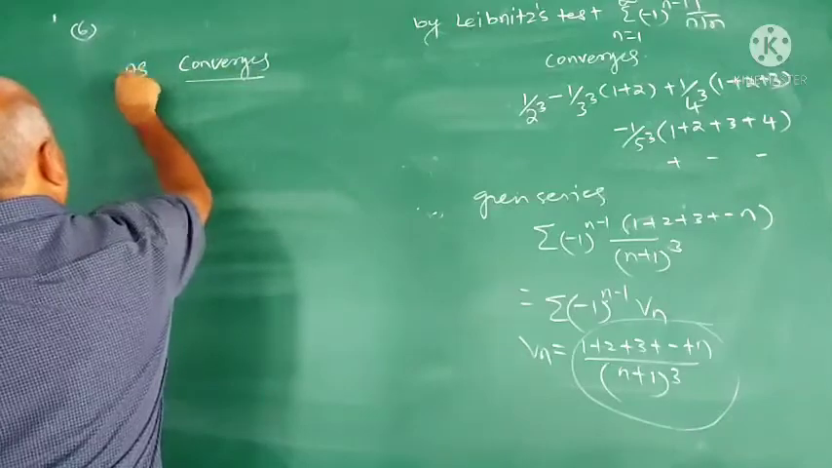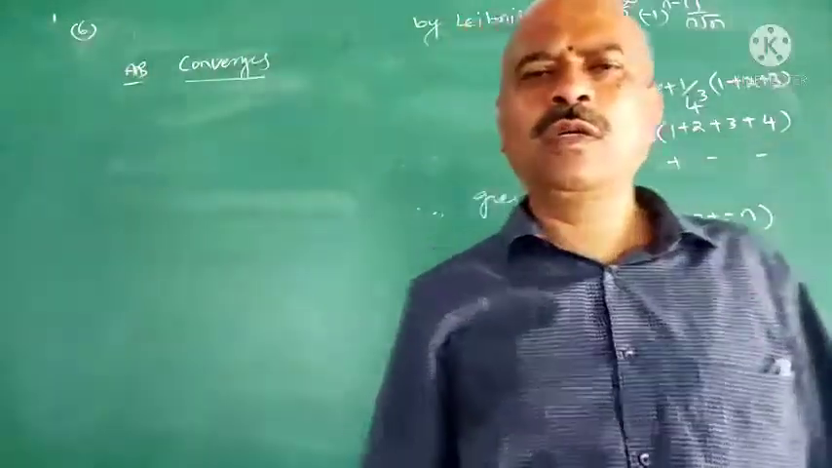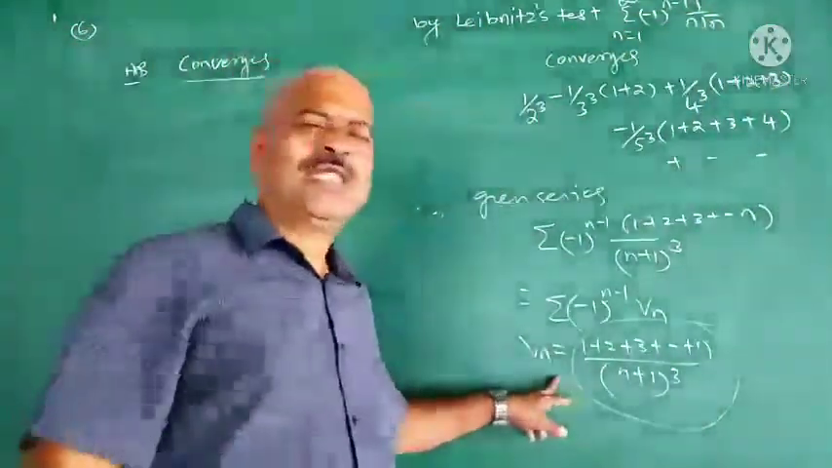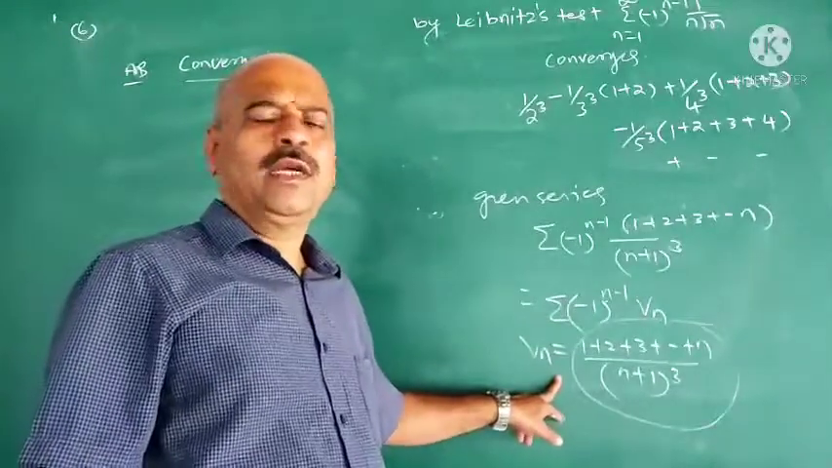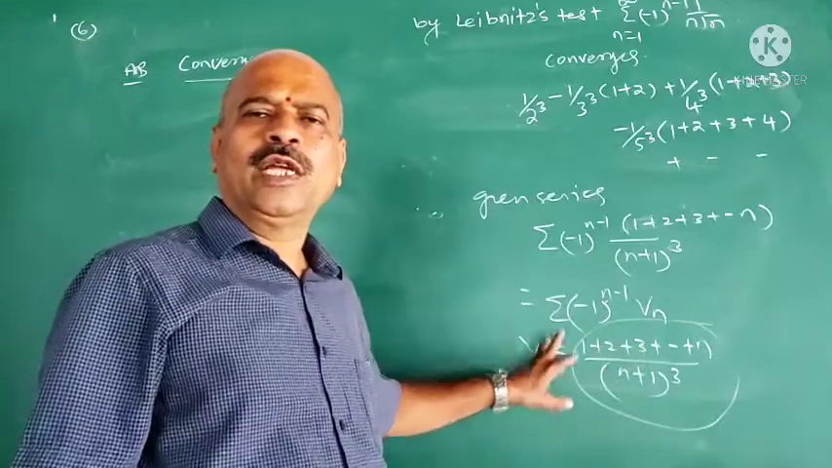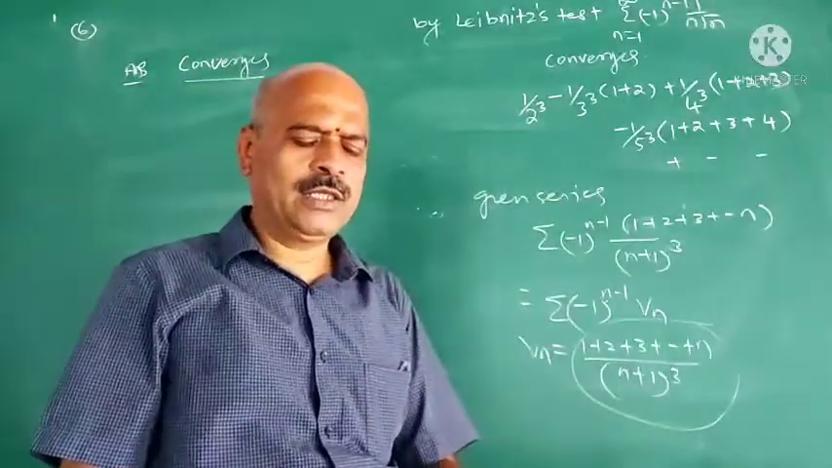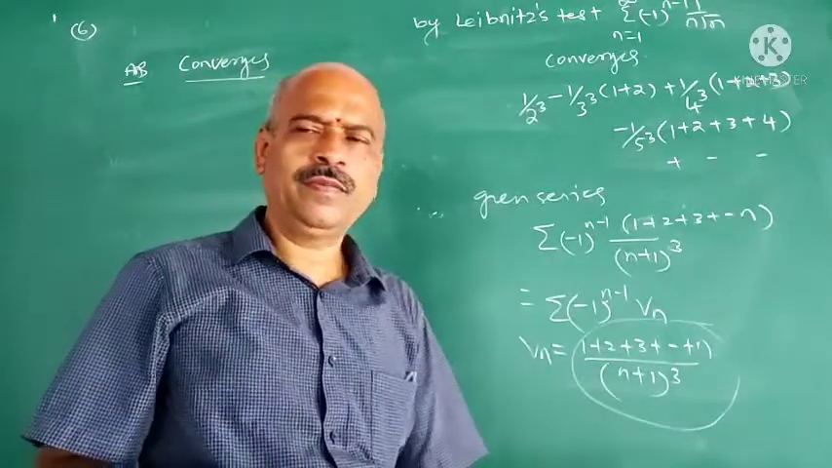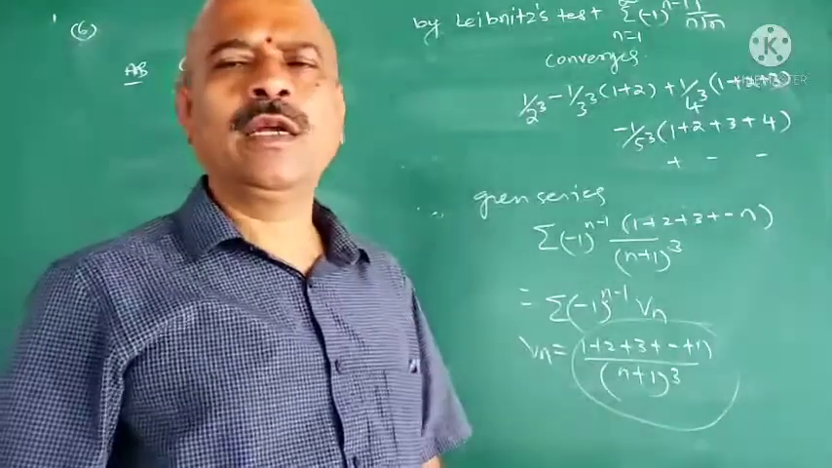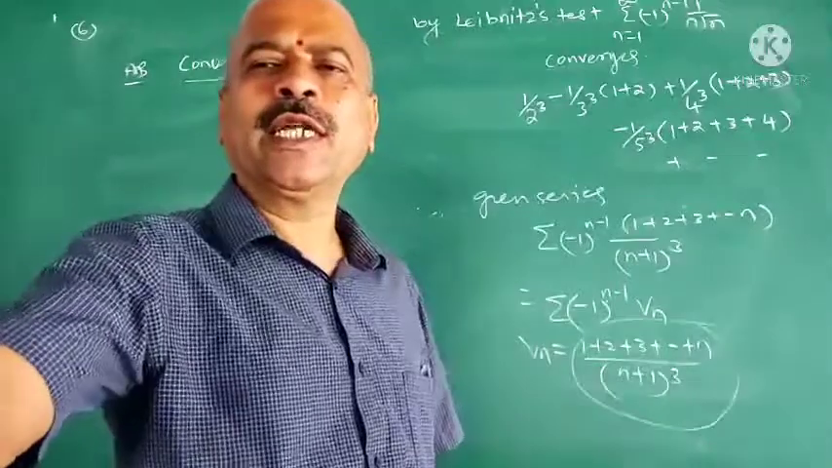So what happened here? Vn is monotone decreasing. That you have to verify. I leave this as exercise. Vn plus 1 calculate. Vn plus 1 minus Vn will be less than 0. You calculate. So Vn is monotone decreasing. Limit Vn is 0. So by Leibniz test, this converges. So with this I conclude here. Next class I take absolute convergence and conditional convergence.